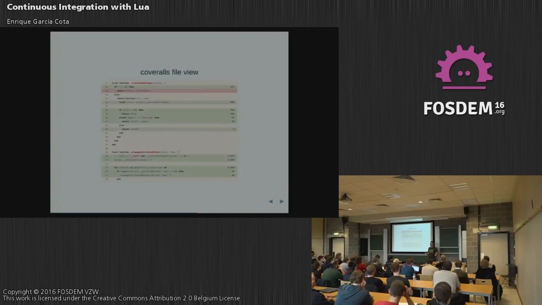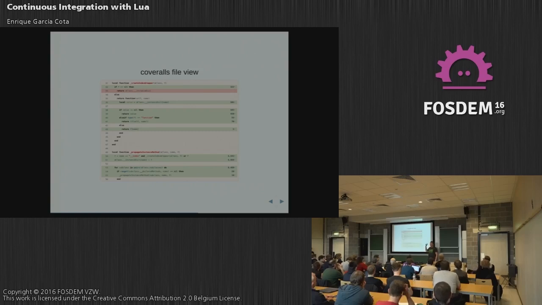The view I like the most is this one. This is my main file of middleclass, and these are the lines of code of that file, and there are 3 colors. The white ones, or whitish ones, are not important lines, like the end at the end of a function or else on an if. They have syntactic value, but not semantic value. The rest are interesting. The green ones have a number next to them. This is telling me how many times each line has been executed while running the specs.